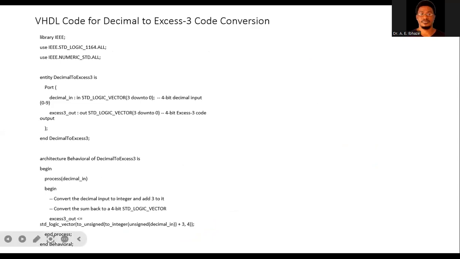Then we have the VHDL representation for the decimal to SS3 conversion. So we're able to define our input here as decimal, then we have SS3 as our output, okay?